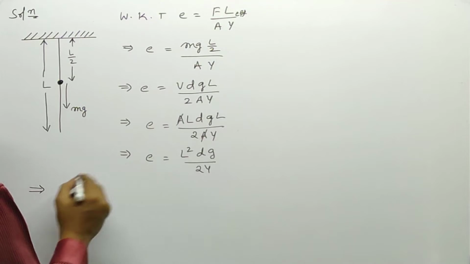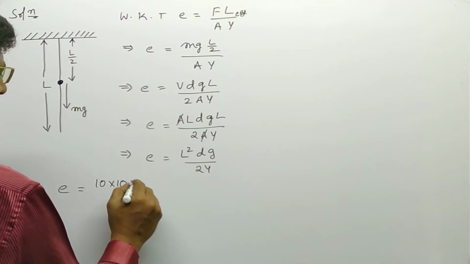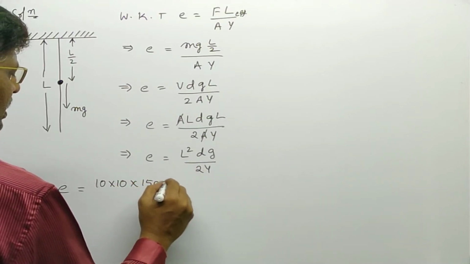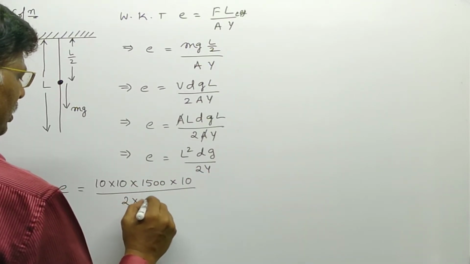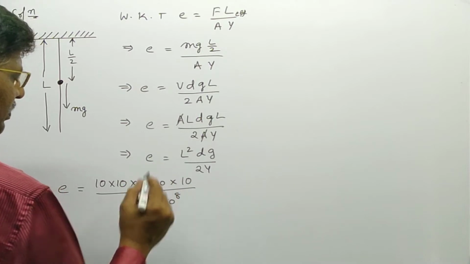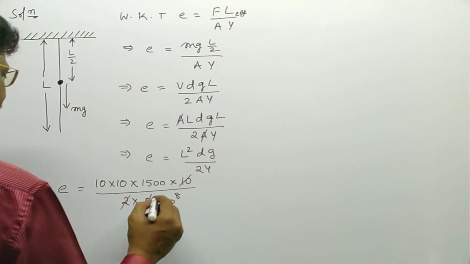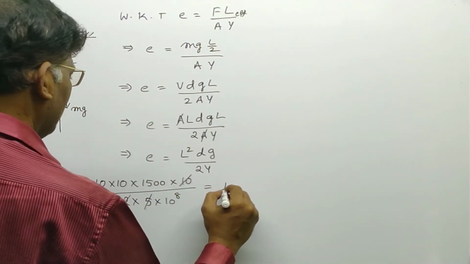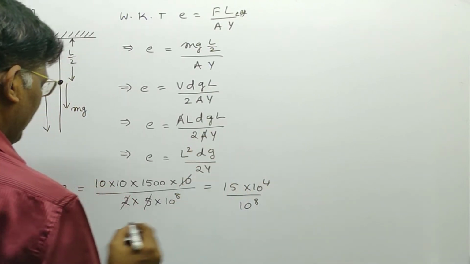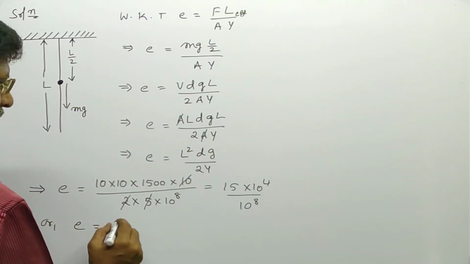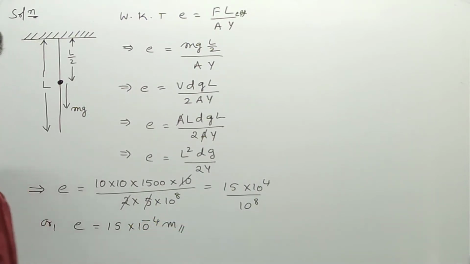Substituting the given values, L is given 10, so 10 square, 10 into 10. Density is given 1500, g is also given as 10, divided by 2 into Y, which is given 5 into 10 power 8 Newton per meter square. Here 2 fives are 10 and cancel, so 15 into 10 power 4 divided by 10 power 8, or E is equal to 15 into 10 power minus 4 meters.